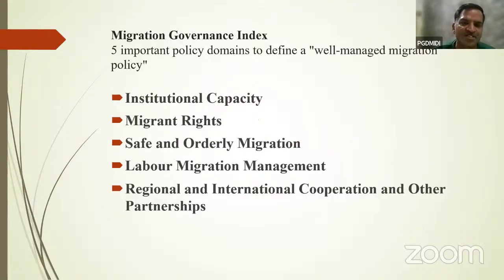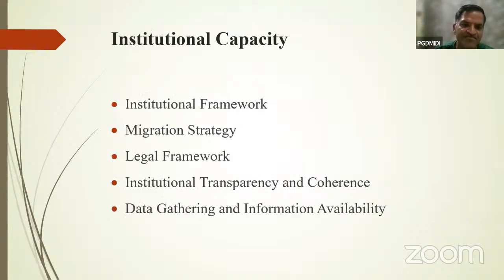So the migration governance index is another area we have to understand to know what migration governance is. There are 5 important policy domains that define a well-managed migration policy. One is institutional capacity, second is migrant rights, third is safe and orderly migration, fourth is labor migration management, fifth is regional and international cooperation and other partnerships. Let us go one by one.